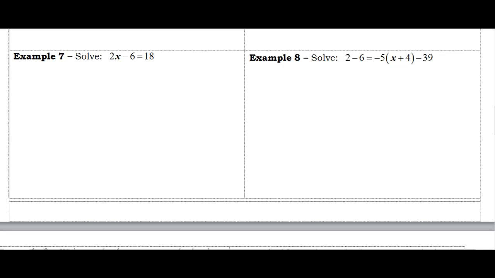In 7, is there anything to simplify? No. Now, I have to deal with what? Subtraction and what? Multiplication. Now, here is our strategy. Which one is a stronger operation? Multiplication or subtraction? Multiplication. When you attack an enemy, you attack at the weakest link first, right? So I'm going to deal with the subtraction first.